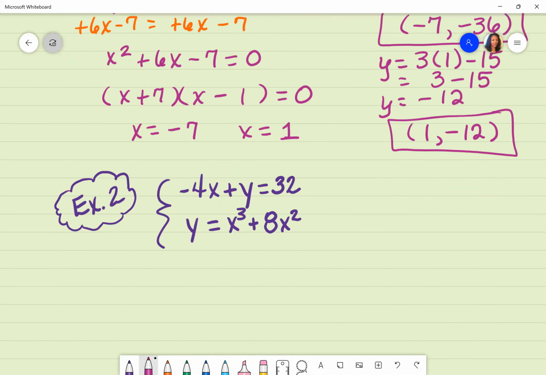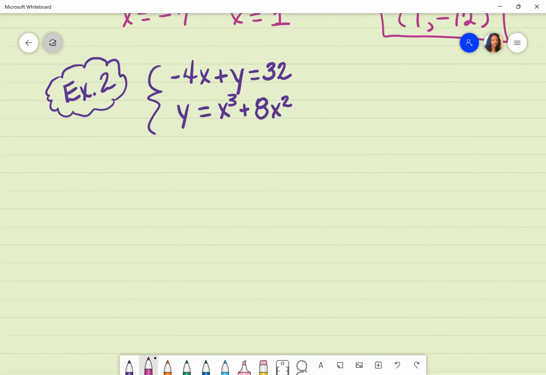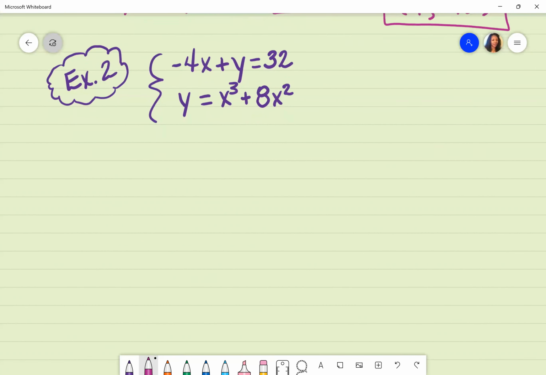For example 2, again, we have two choices. Well, we have more than two choices. We can isolate the x, we can isolate the y, or since y is already isolated here, what we can do is go ahead and isolate this into y, and then we'll take whatever the simplified part is and substitute it in. You'll see what I mean in a minute.